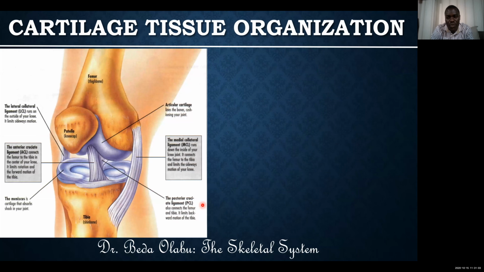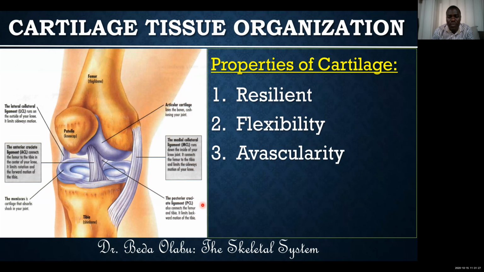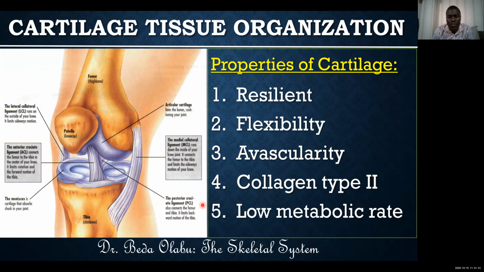That is bone tissue. There are other things we mentioned about bone tissue. We talked about the lamellar systems in bone. We mentioned bone cell types and their specific functions. You remember them. Let's say something about cartilage. Some properties we talked about: cartilage is resilient, it's also flexible, doesn't have blood vessels, it has a lot of collagen type 2, and it has low metabolism.